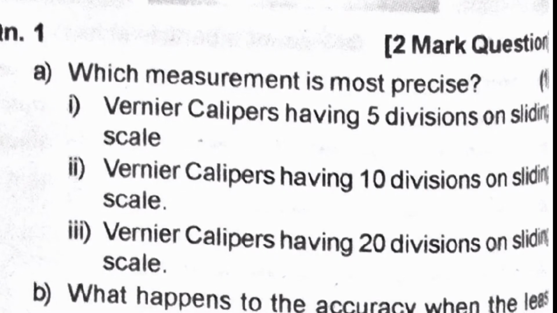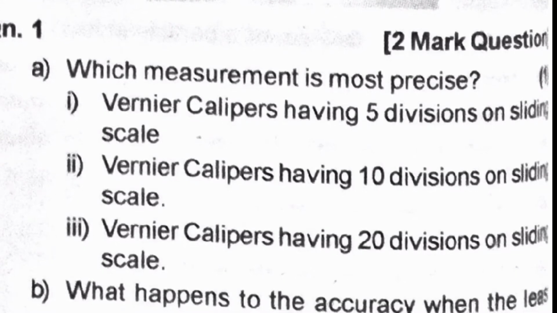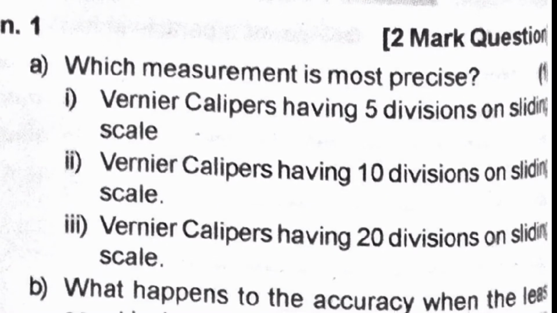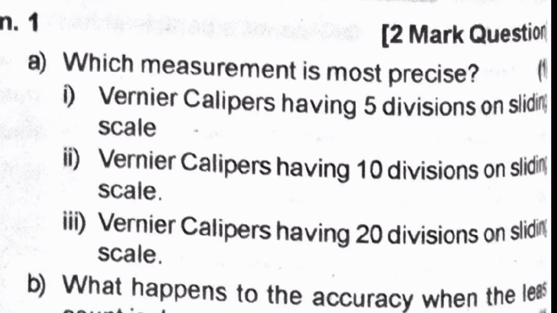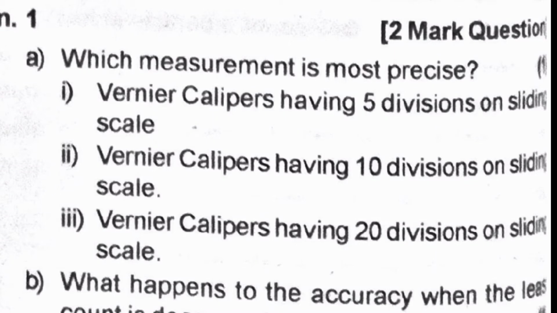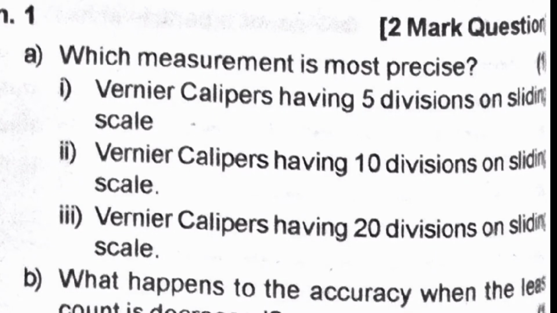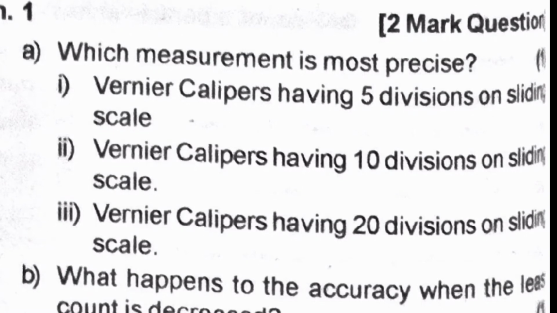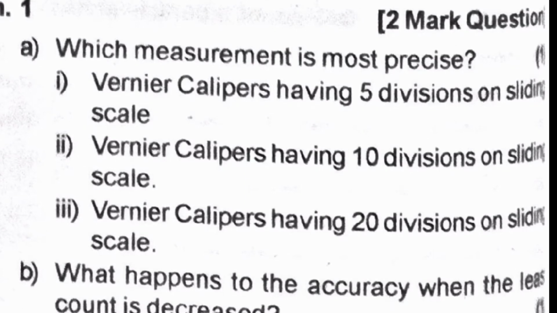Here in the first question, we have to find the most precise measurement. What is precision? Yes, we have studied, right? Precision is the limit of resolution to which the quantity is measured, so that as the resolution increases, the precision also will be increased. So, we can go through the options. What is the first option? The vernier caliper having 5 divisions. Then the second one is having 10 divisions and the third one is having 20 divisions.